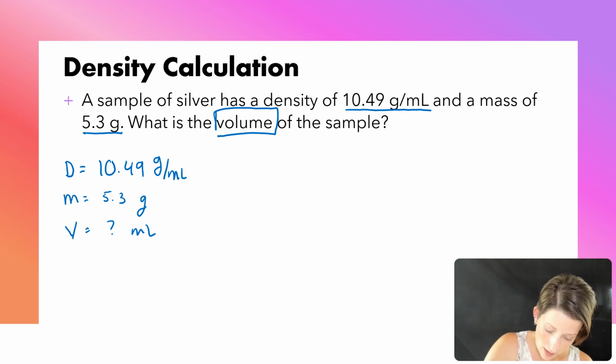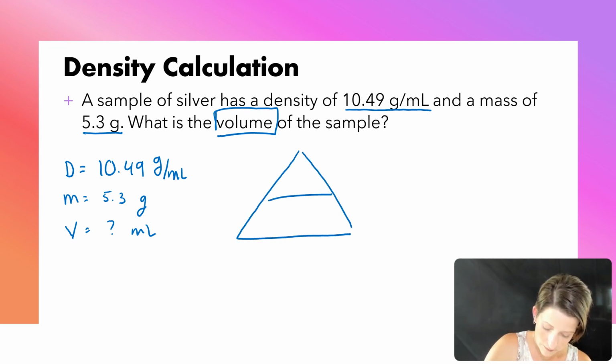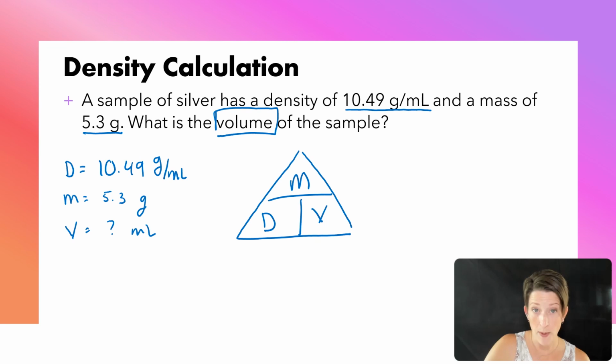My magic triangle has density equals mass over volume. To help you remember what goes on top and bottom, mass and volume make a heart. So as long as you can make a heart, you know you've set it up correctly. All right, so now I'm going to go in and put what I was given.